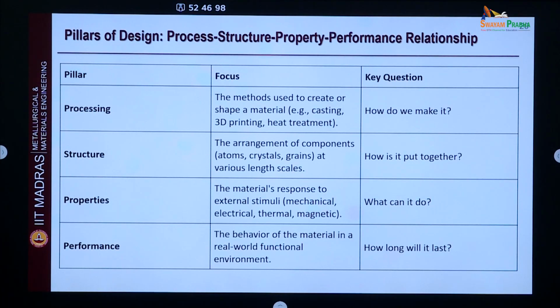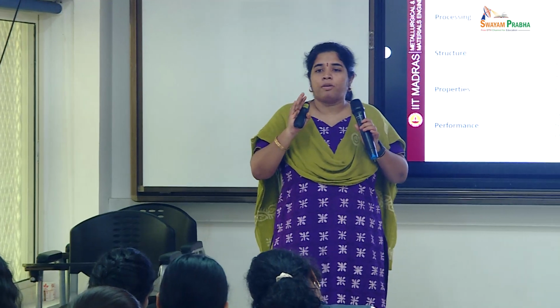These are, as I mentioned, the pillars of materials design: processing, structure, property, performance. In processing, we need the methods to create or shape a material. So the key question is, how do you make it? If you have any material, can we process it? For example, I have developed a material where I can do only 3D printing, I cannot cast it. So it can be specific to the processing route.